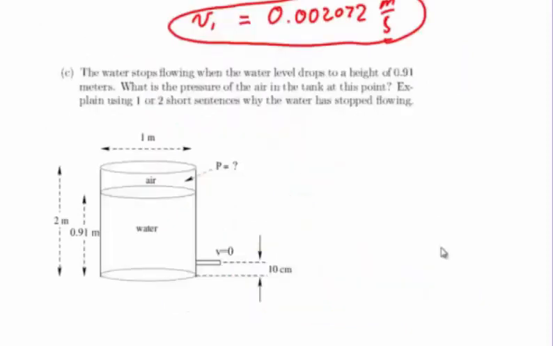In part C of this problem, we're told that the water stops flowing when the water level drops to a height of 0.91 meters. What is the pressure of the air in the tank at this point? And explain using one or two short sentences why the water has stopped flowing.